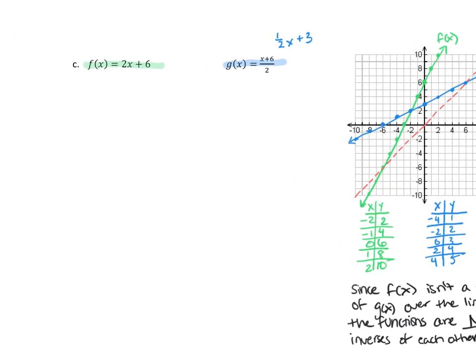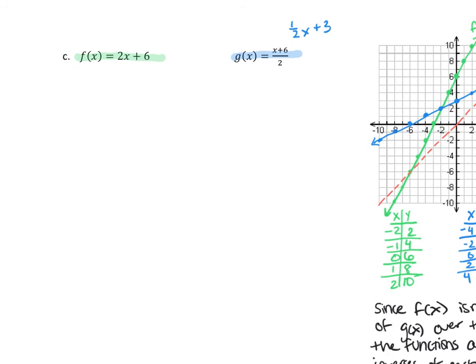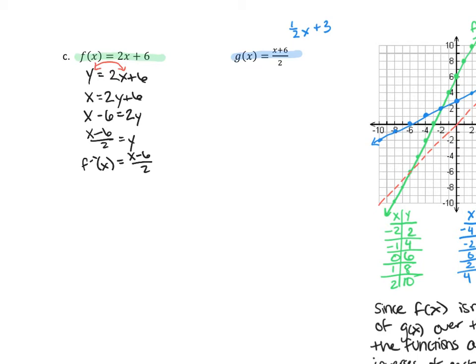There we go. So if we take a look at f of x, again our steps: replace f of x with y. Switch your x and your y values. We're always going to be doing that with inverses. So we have x is equal to 2y plus 6. Next, I want you to solve to get y by itself. So we are going to subtract 6 on both sides. Then we're going to divide both sides by 2. So we get x minus 6 over 2 is equal to y. Very last step, replace y with f inverse of x for notation. So f inverse of x is equal to x minus 6 over 2.